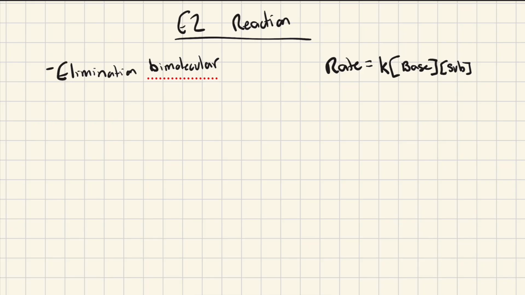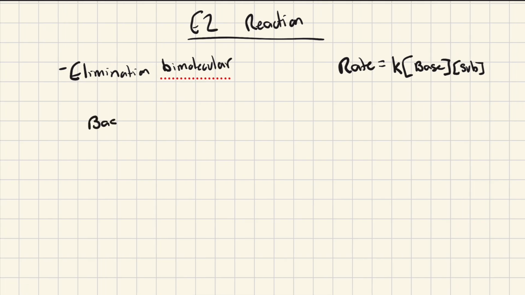So let's look at just the general mechanism. For an E2 reaction, we're going to have our strong base, and we're going to have at least a primary alkyl halide, and it needs to be primary because we're going to end up forming a double bond. For elimination, E2 and E1, we're going to end up forming a double bond. So the only way that's possible is if we have that carbon-carbon single bond at first.